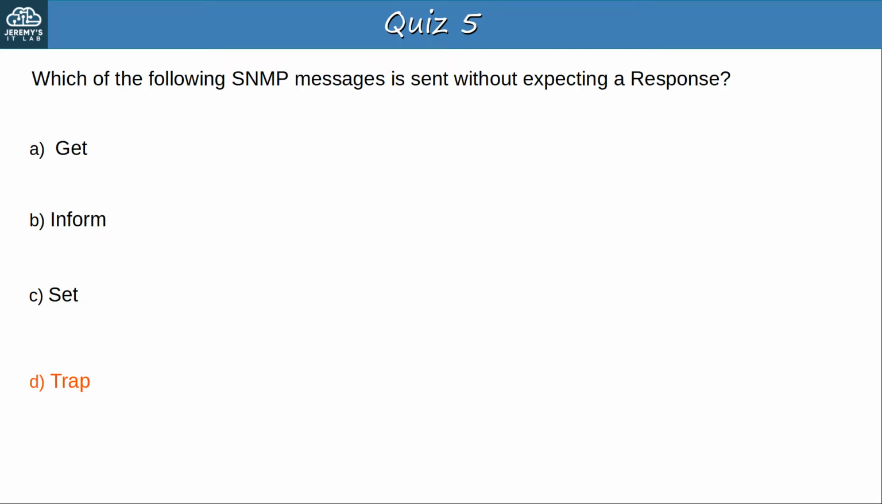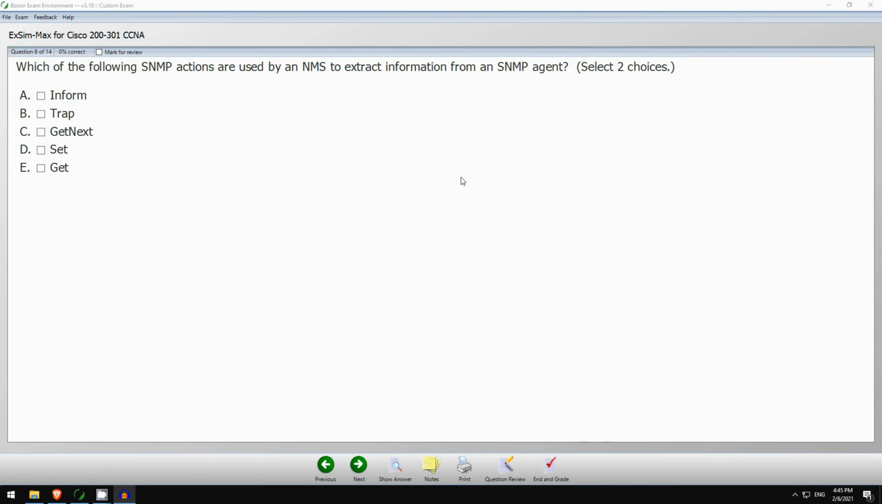Next, let's take a look at a bonus question in Boson Software's ExSim for CCNA. Okay, here's today's Boson ExSim practice question. Which of the following SNMP actions are used by an NMS to extract information from an SNMP agent? Select two choices. So here are the choices. We have inform, trap, get next, set, and get. So pause the video now to think about the answers.